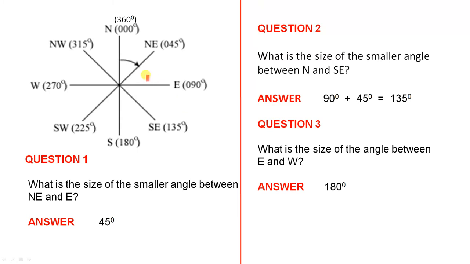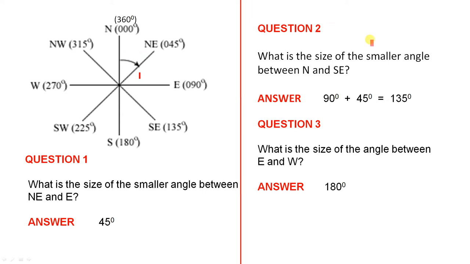Now I've reproduced the diagram here just for ease of reference. What is the size of the smaller angle between northeast and east? So there's northeast and there's east. So there's the smaller angle here, and that's 45 degrees. Of course, remember that line is halfway between those two, and that's 90 degrees from there to there.